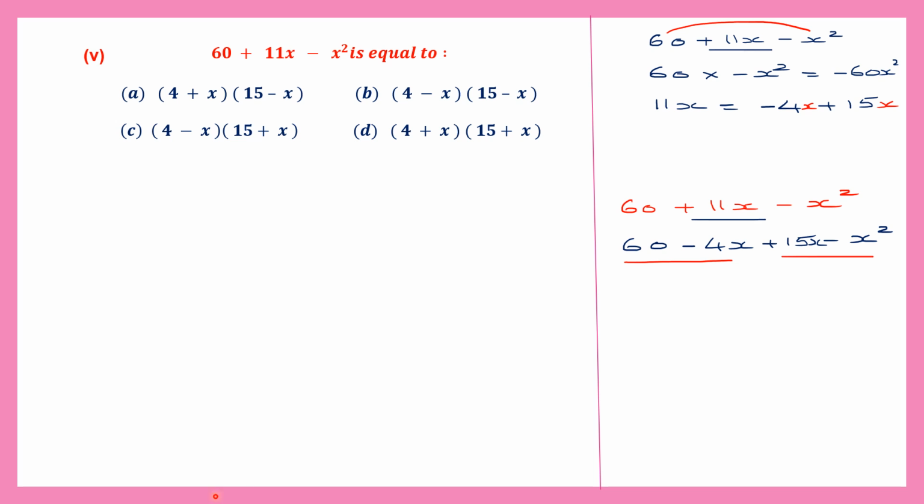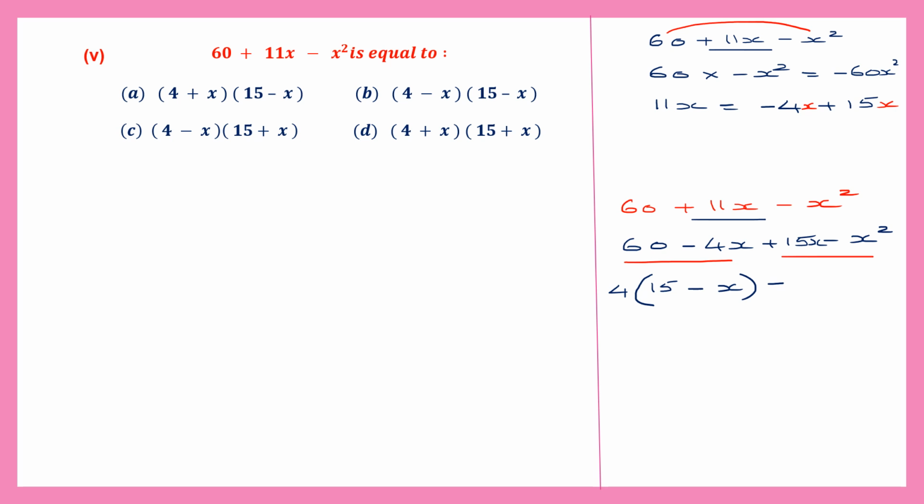So here what is common? Here I don't have an x, so x is not common, but my numbers are common. I can take 4 because 60 is divisible by 4 also, isn't it? So I can take 4 out. Now 4 into what will give me 60? 4 into 15. 15 fours are 60. Since I have 4 here already, I need to put the x inside. So 15 minus x.